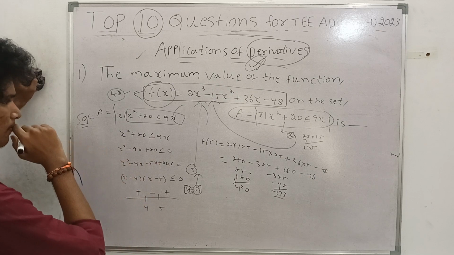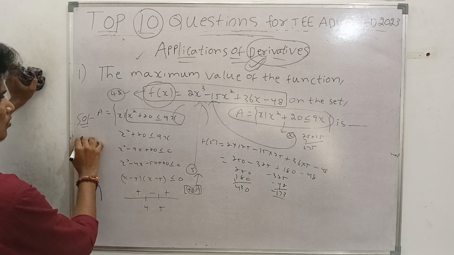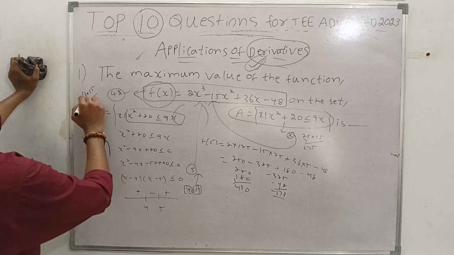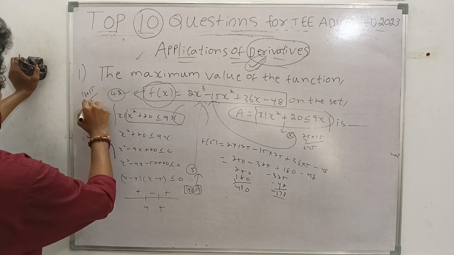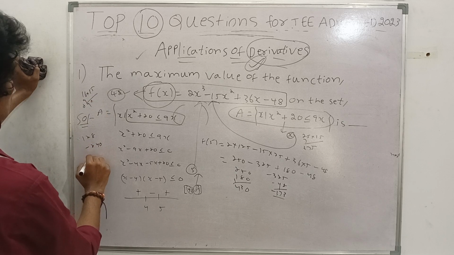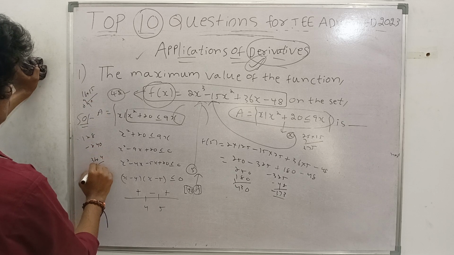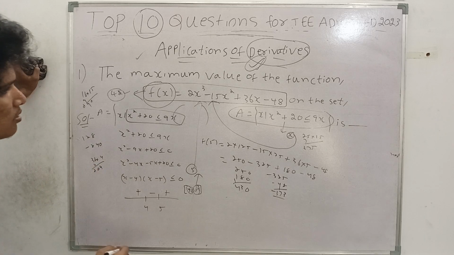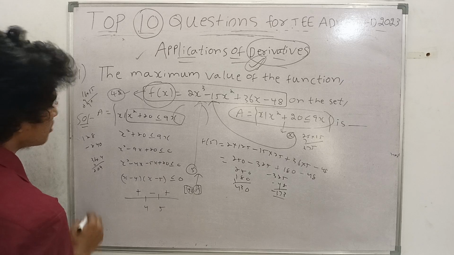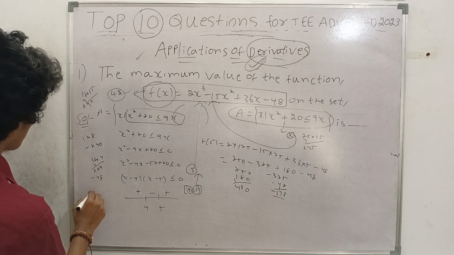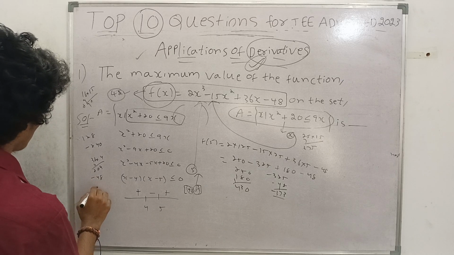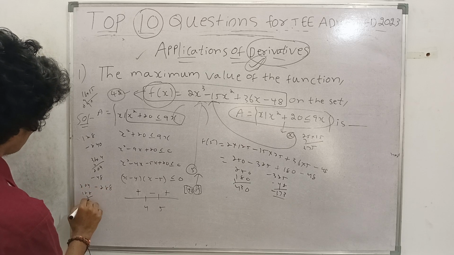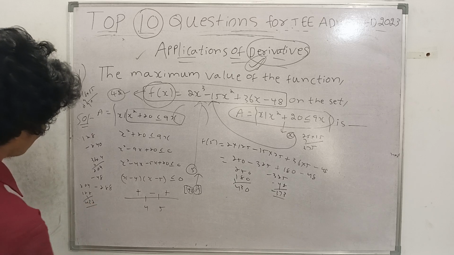4 cube, it is 64, 128, 16 into 15, 240, 36 fours, 6 fours are 24, 4 threes are 12, minus 48, minus 288, 204, 128, plus 12, 432.